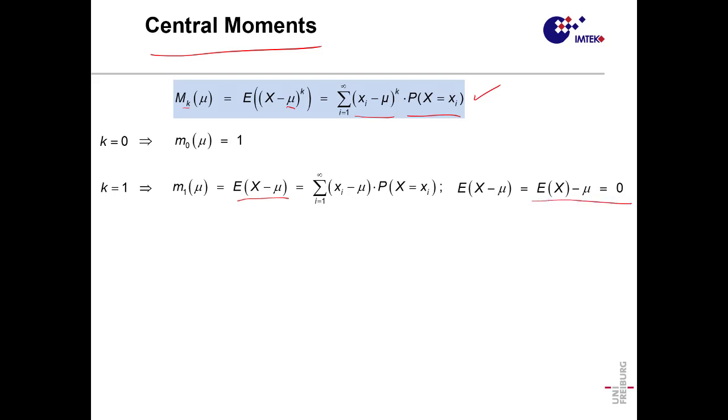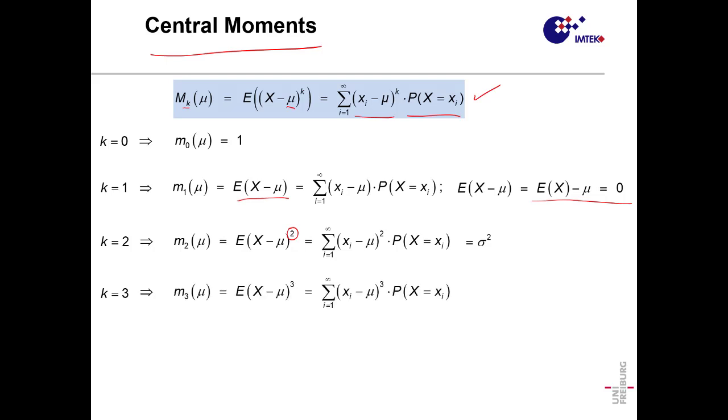The central moment number 1, if you want to call it, is mu. If k is equal to 2, then now we have a 2 here, and this is something that you can already see, it's the variance, right? If k is equal to 3, then we have a cubic here, and this is very similar to the variance, but it's called the skewness.